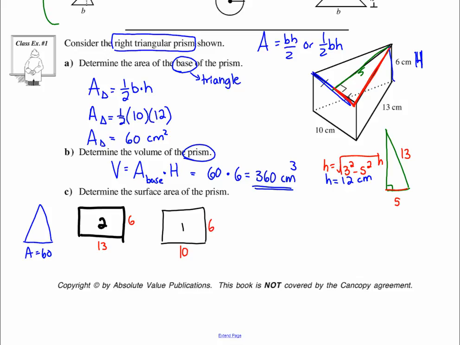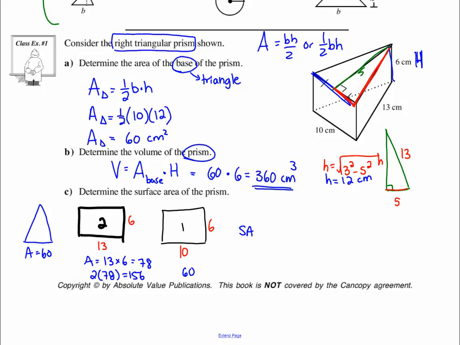Okay, so the area of here is 13 times 6, 60 plus 18 is 78. And there's two of those, so what do we have to do with that? Multiply it by 2. 2 times 78 is 156. And the one on the base, the other rectangle, 10 times 6 is 60.